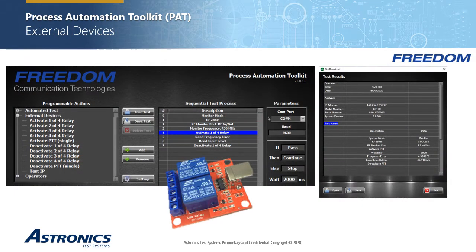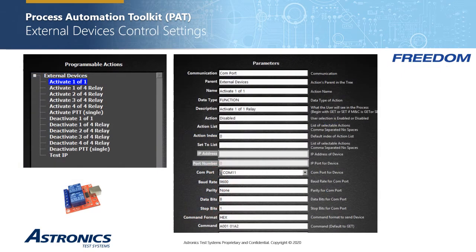PAT has the capability to control external devices connected to a USB port, such as relays or switches. External devices COM port setup is achieved on this screen, where we can select the COM port, the bitrate, the parity, data bits, stop bits and such, and the format is currently in hex, and the program will convert the required command that goes to the relay or the switching into the hex format.